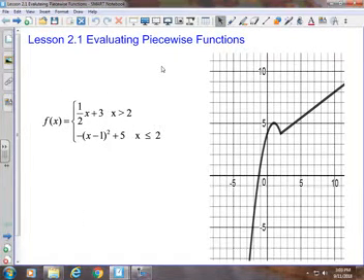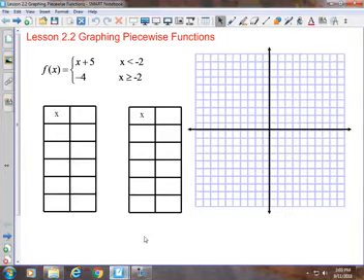Okay, today we're going to work on evaluating and graphing piecewise functions. Yesterday's lesson was on evaluating. We're still going to be evaluating, but now we're going to be a little bit more selective on how we evaluate, because we have to get more points in a row and not random points. So let's look at how you go about graphing a piecewise function.